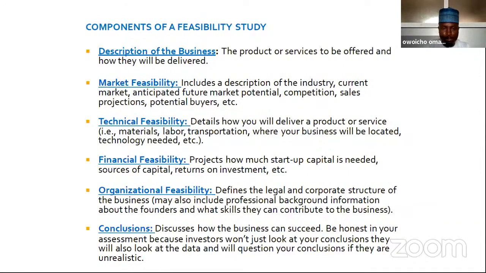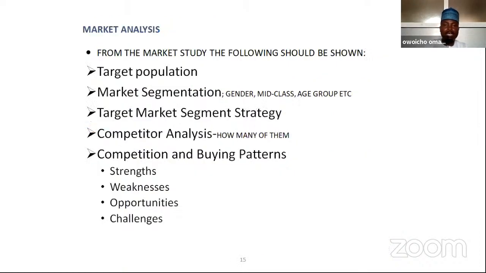Let's quickly bring out some highlights of these 4 points: the market feasibility, technical feasibility, financial feasibility, and organizational feasibility. And I close this one. All right, like I said, market feasibility, do market segmentation either into gender, men or women, or into class of income, rich and poor, or into age, young and old. Then bring up a strategy for whatever market you have looked at.